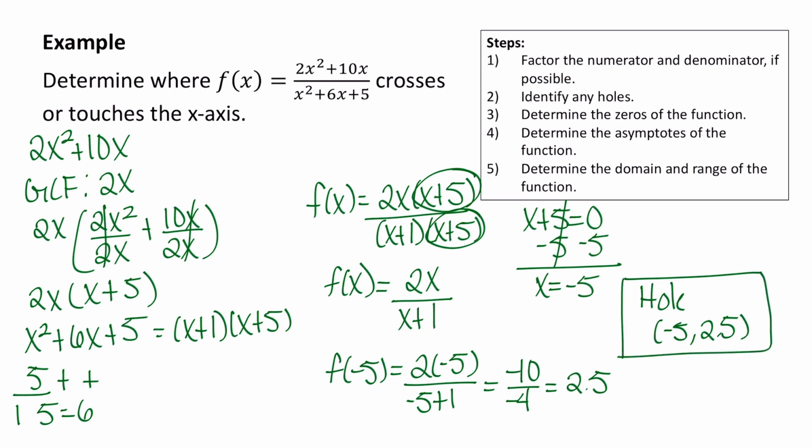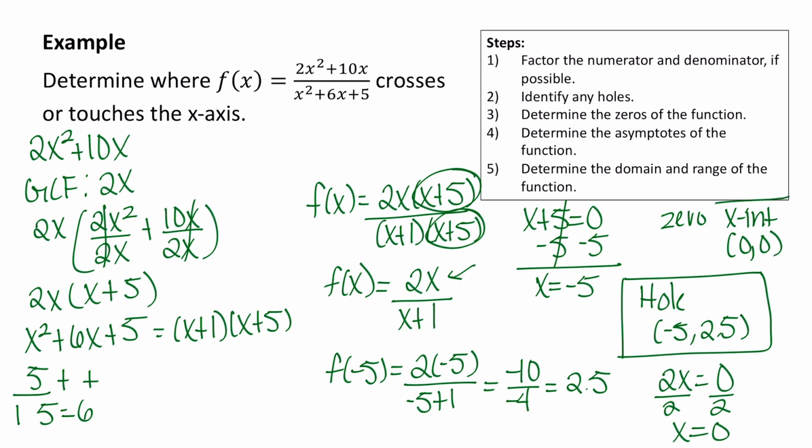So now let's determine any zeros of the function. Remember, you can find zeros by taking the numerator and setting it equal to 0. So the numerator is 2x equals 0. And so when we divide both sides by 2, that gives us x equals 0. So we will have a zero, or an x-intercept, at (0, 0). Okay, so just another thing to watch out for on our function.